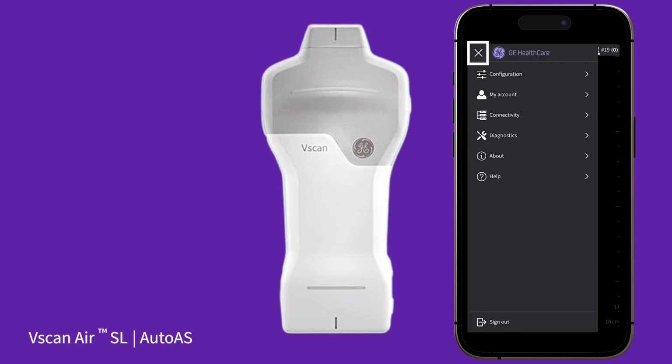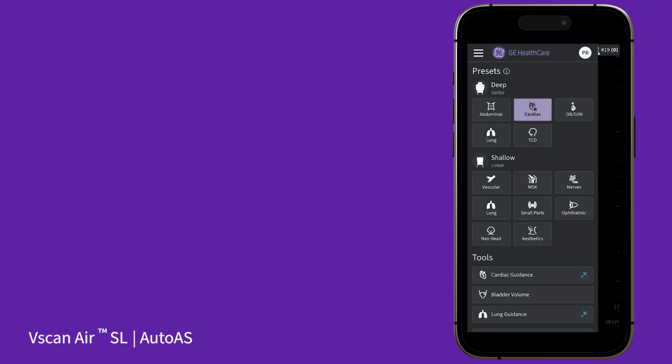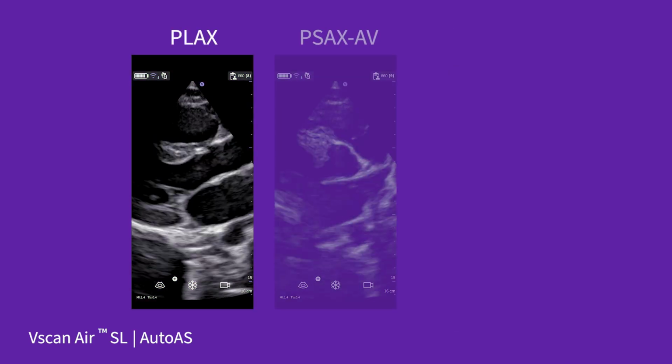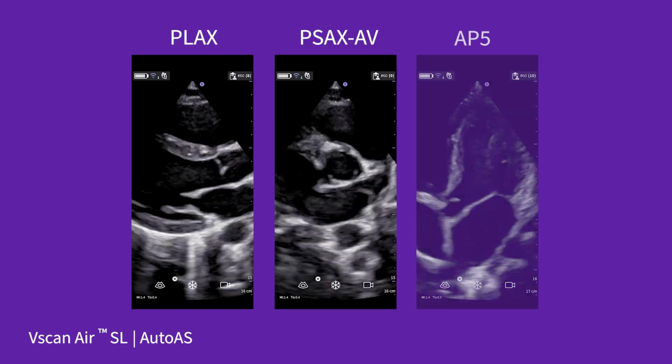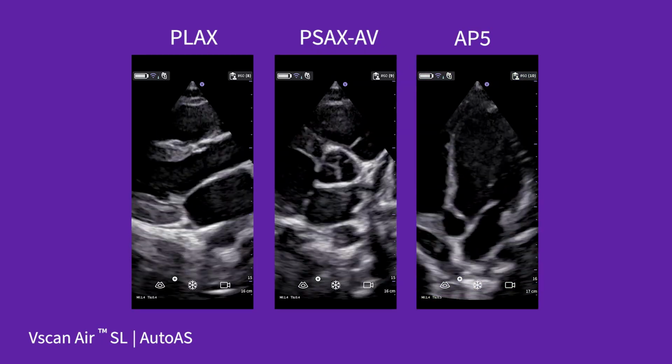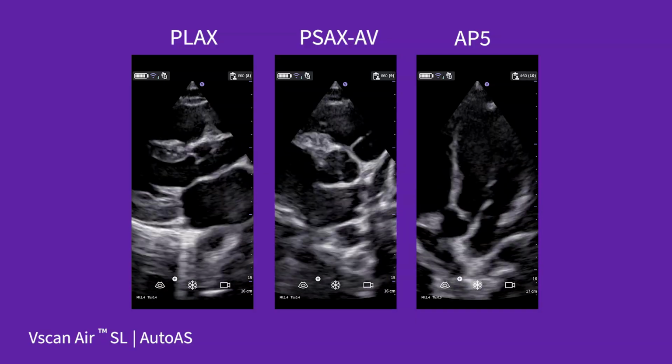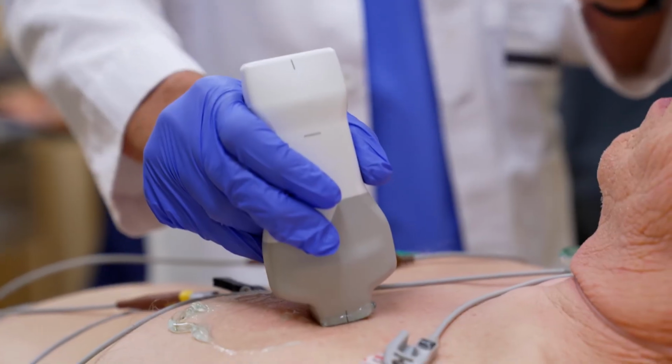and tap the X. The cardiac views required for the aortic stenosis assessment are the parasternal long axis, parasternal short axis at the aortic valve, and the apical 5-chamber. AutoAS can process results as long as 2 of the 3 required views are present.